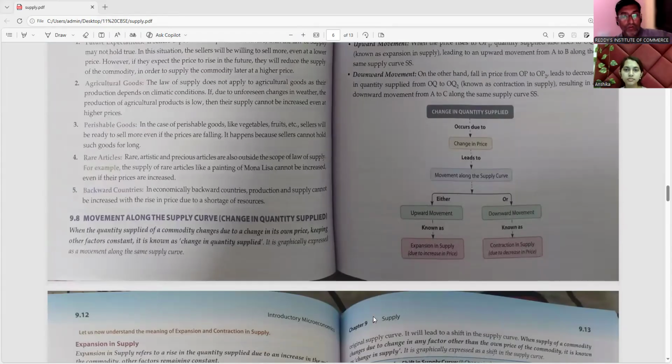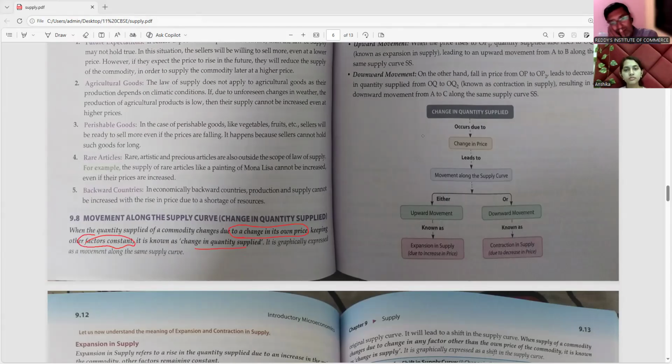Now, movement along the supply curve. When the quantity supplied of a commodity changes due to a change in its own price, keeping other factors constant, it is known as a change in the quantity supplied.